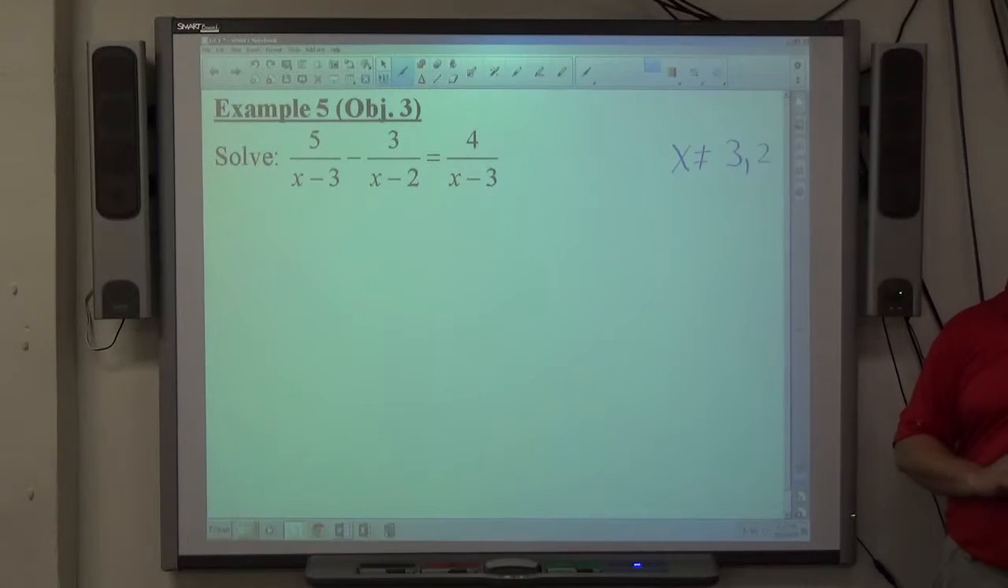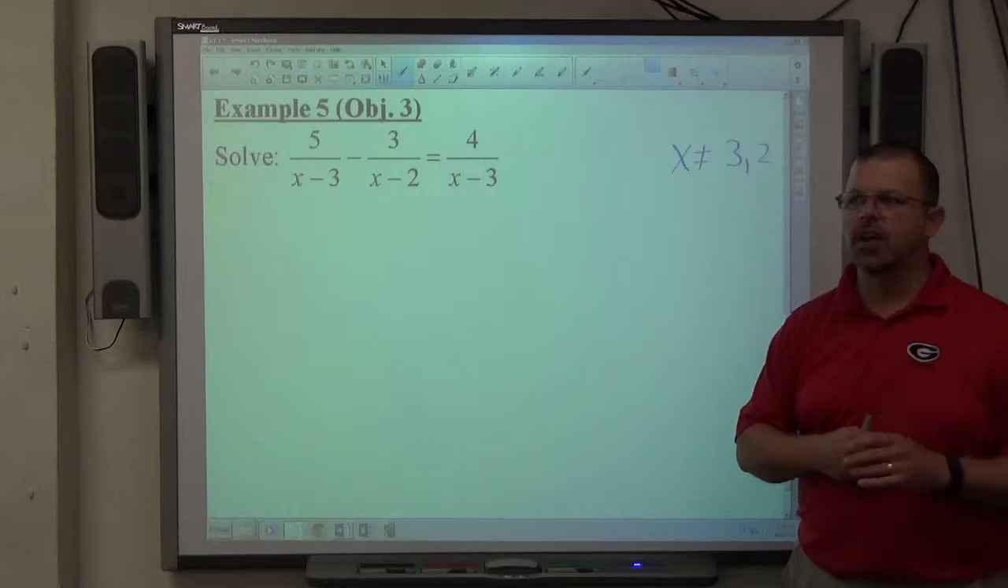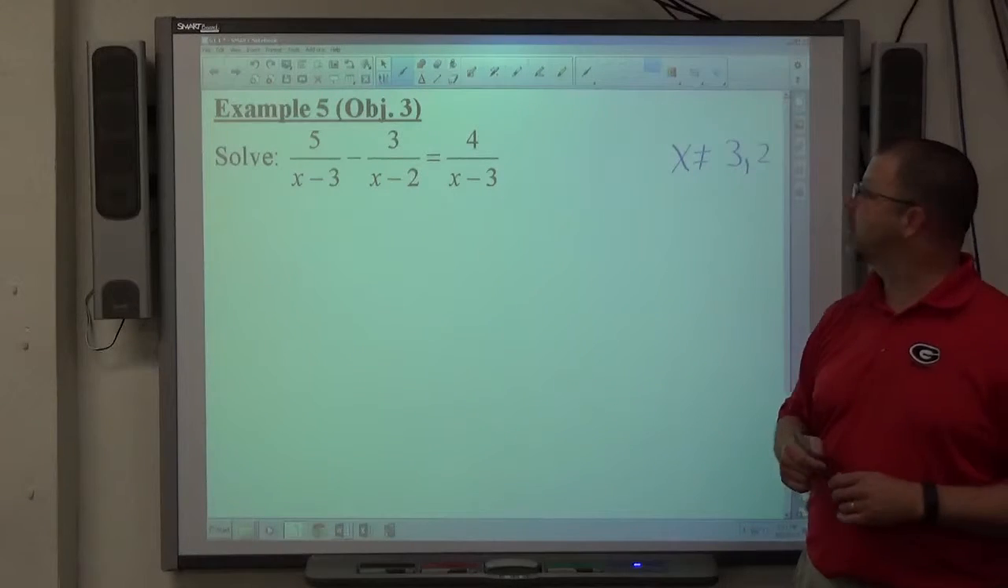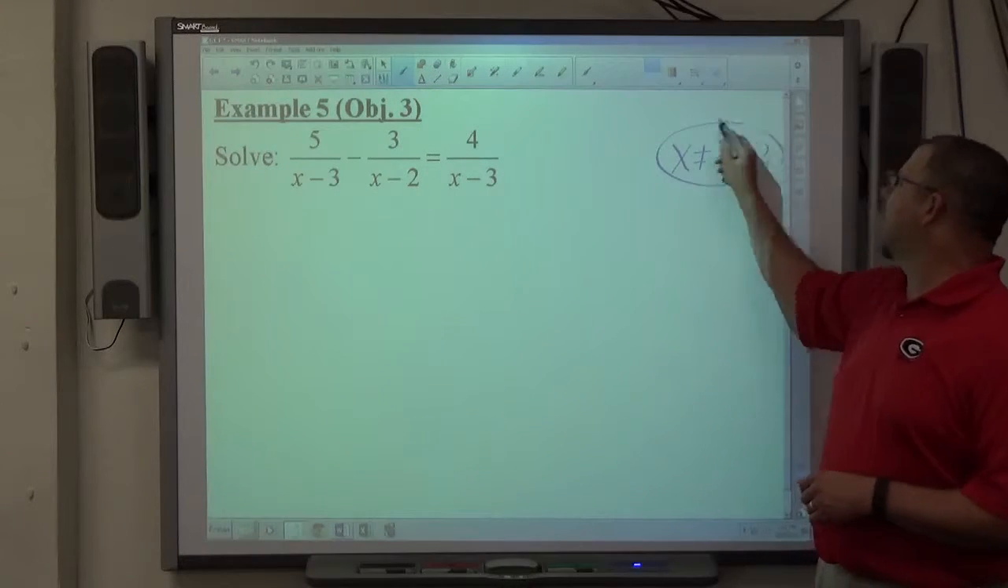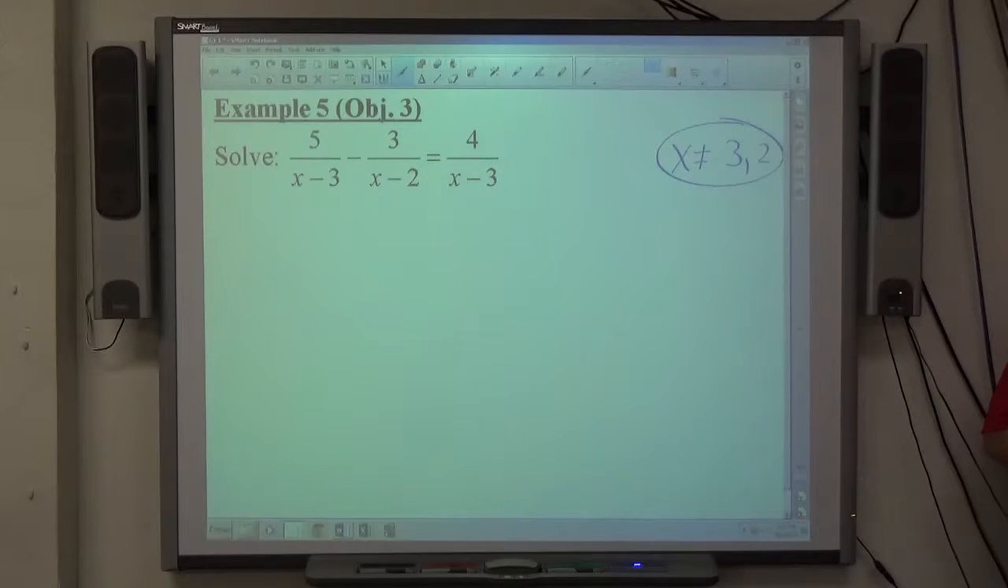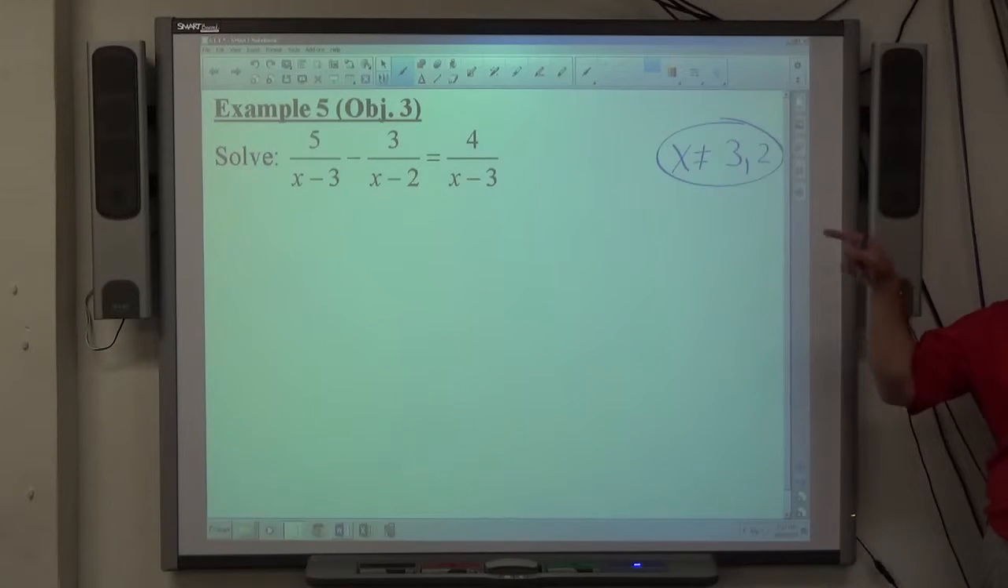Because division by 0 mathematically is undefined. It's not allowed to happen. So that's job 1 in a rational equation. Identify answers that aren't allowed to happen. I'll show you how to handle it should they show up. They don't show up very often because it's hard to make an equation that has those as answers. But it is possible to do it.